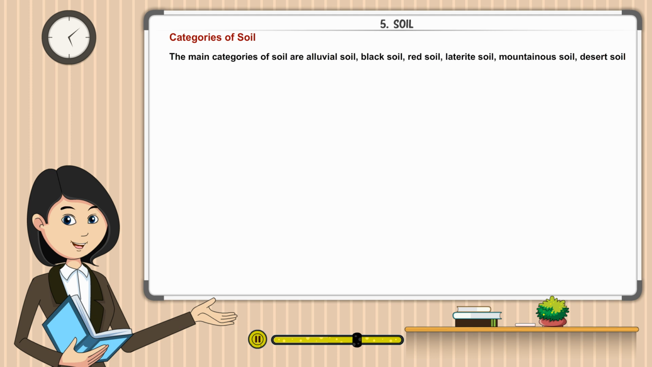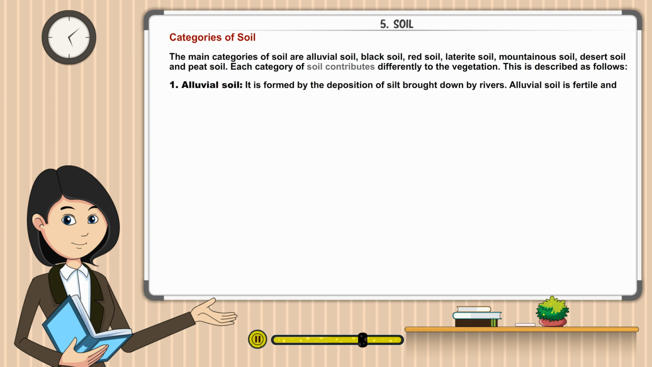Categories of soil. The main categories of soil are alluvial soil, black soil, red soil, laterite soil, mountainous soil, desert soil, and peat soil. Each category of soil contributes differently to the vegetation. This is described as follows. Alluvial soil. It is formed by the deposition of silt brought down by rivers. Alluvial soil is fertile and supports the growth of paddy, sugarcane, plantation, herbaceous plant, etc.